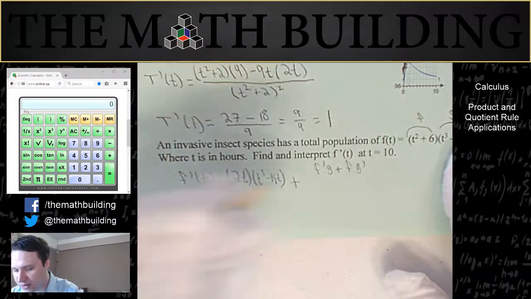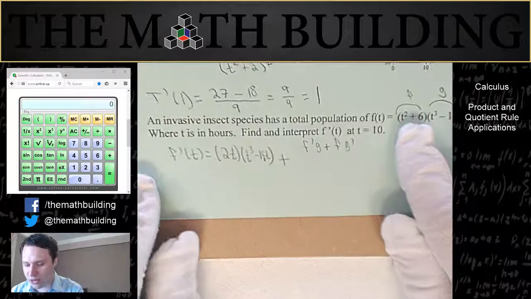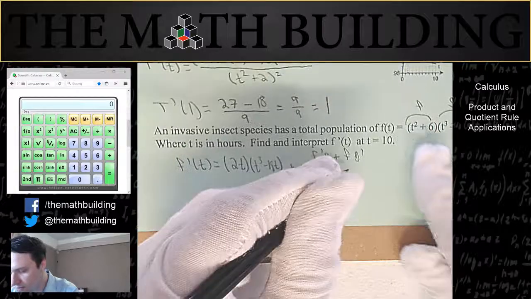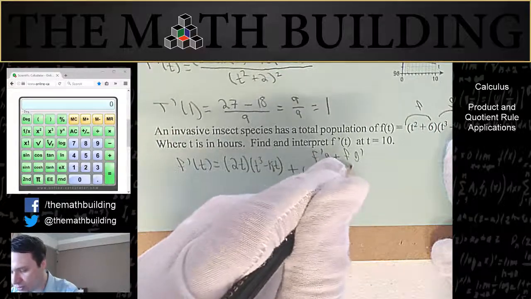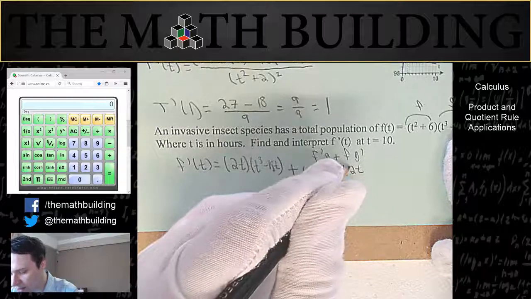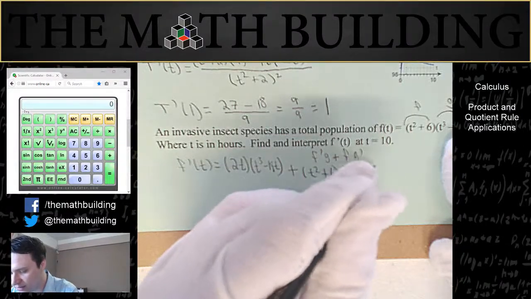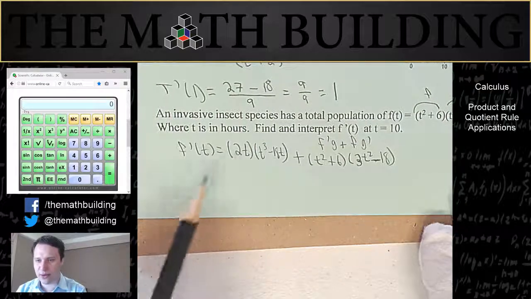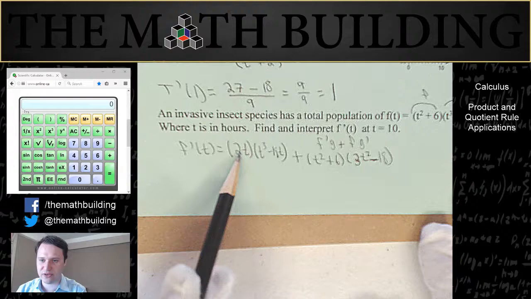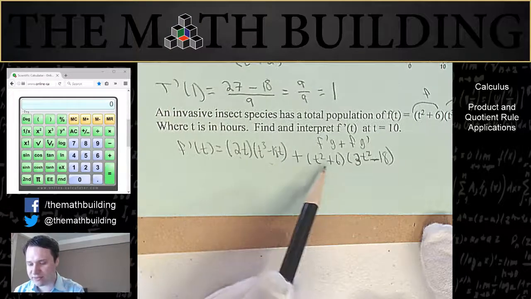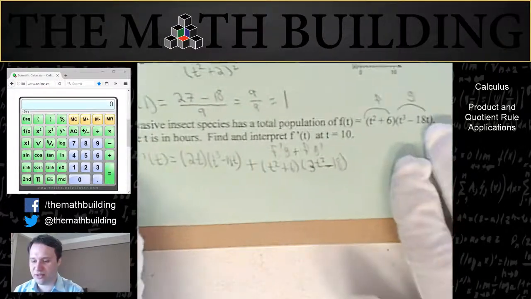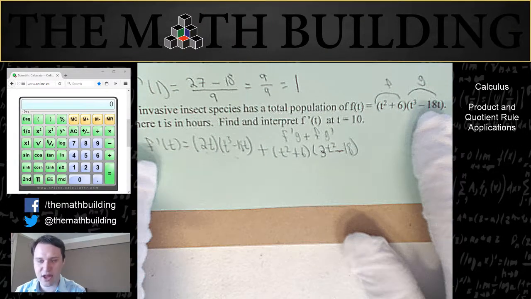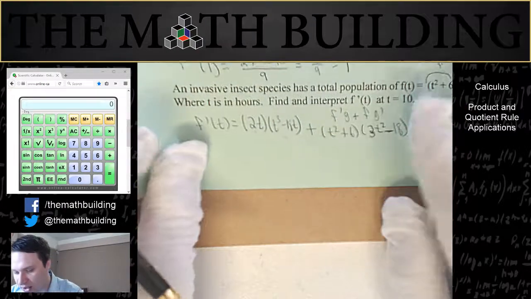And then we would add the first one without doing anything to it, times the derivative of this one, which would be 3t squared minus 18. So you see how finding the derivative is pretty quick. It's just the derivative of the first times the second plus the first times the derivative of the second. So hopefully that makes sense how I was able to calculate all of that. If not, you should review the product rule section.